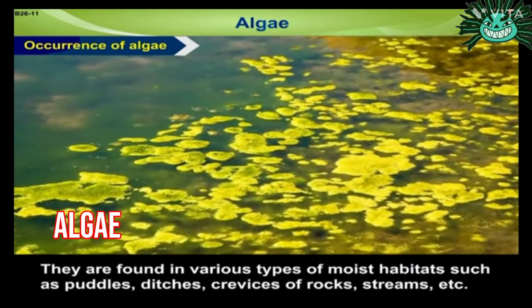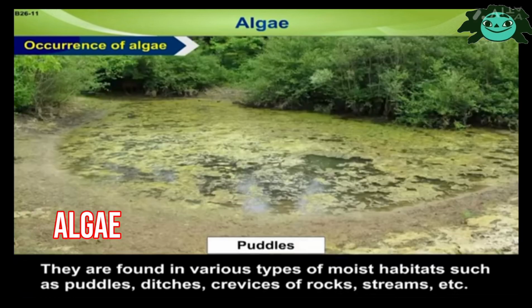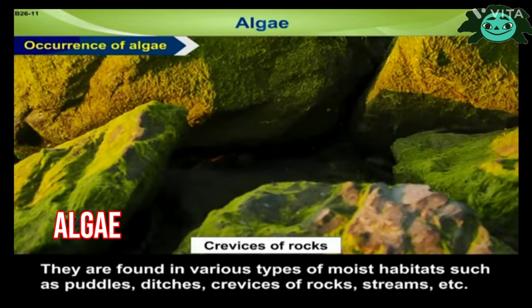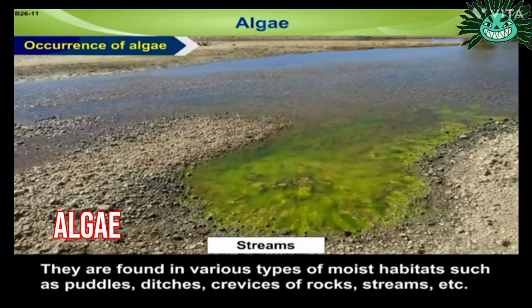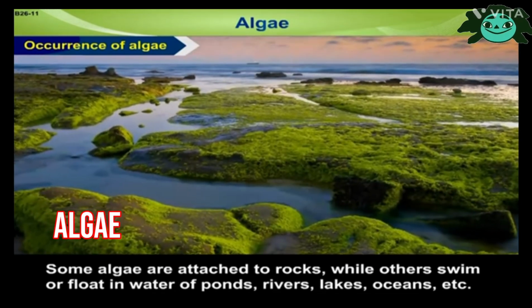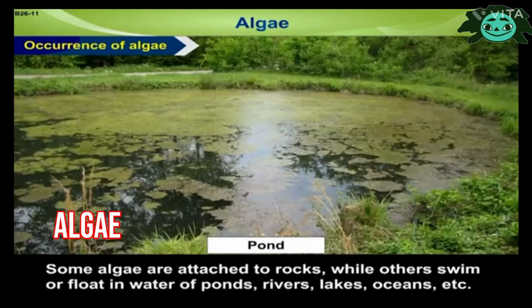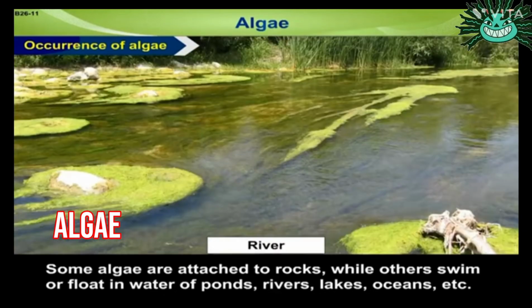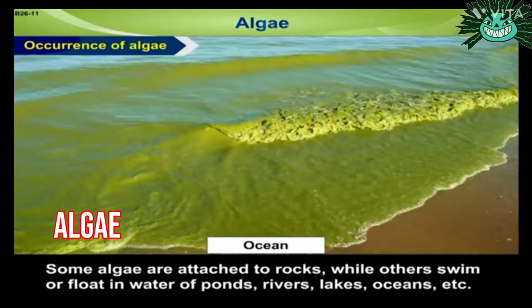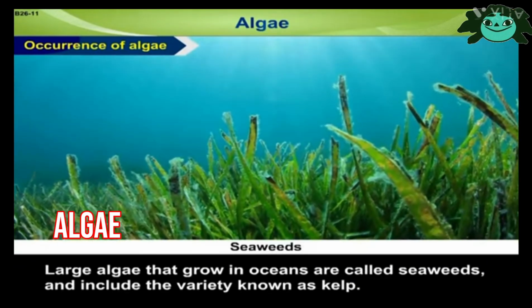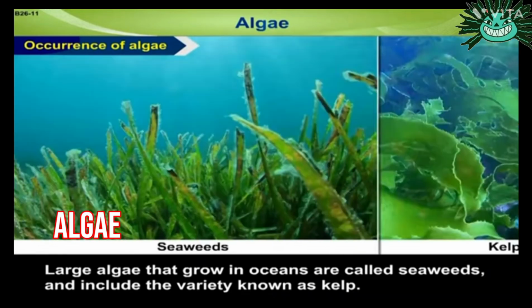They are found in various types of moist habitats such as puddles, ditches, crevices of rocks, streams, etc. Some algae are attached to rocks, while others swim or float in water of ponds, rivers, lakes, oceans, etc. Large algae that grow in oceans are called seaweeds and include the variety known as kelp.